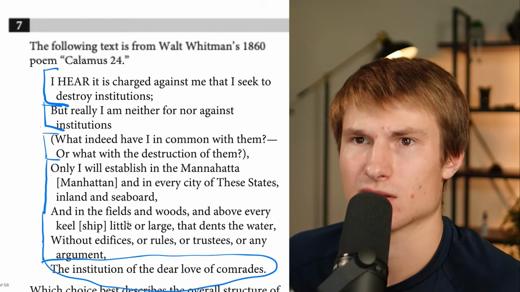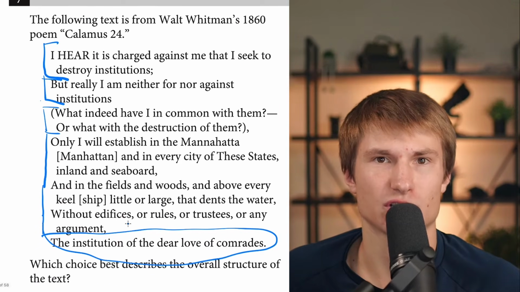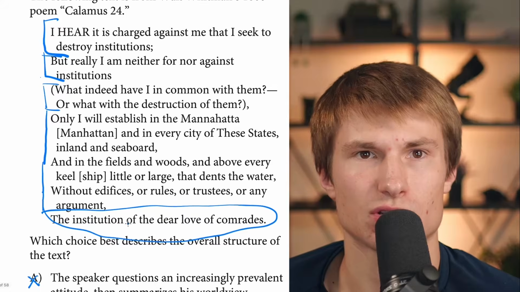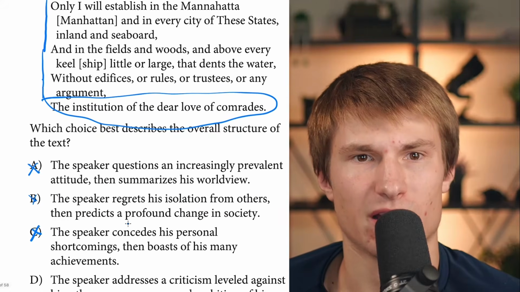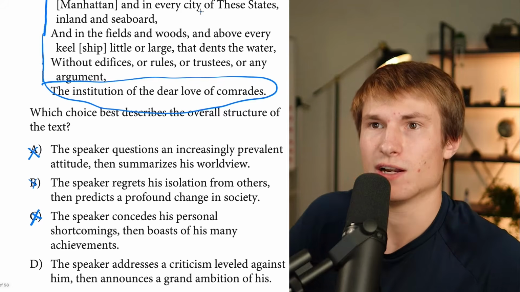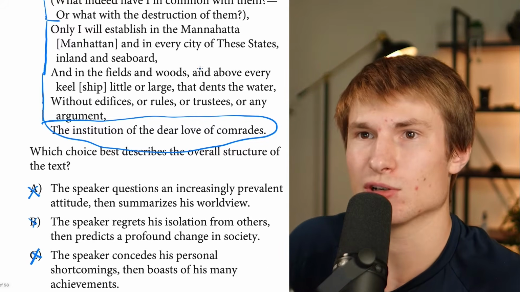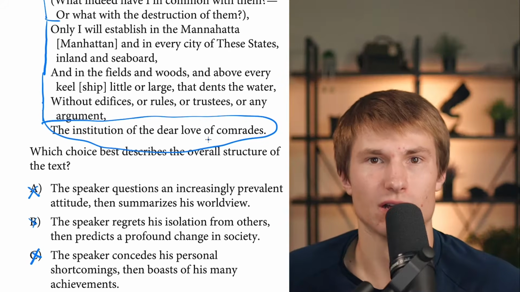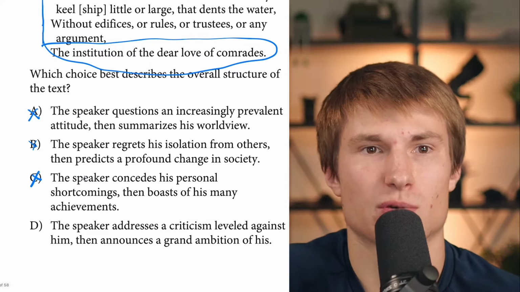Okay, that would make sense because if we go up here, we have, I hear it is charged against me that I seek to destroy institutions. Okay, so he is defending himself from that criticism against him. Then announces a grand ambition of his. Okay, his grand ambition, if we go up, is to establish pretty much everywhere the institution of the dear love of comrades. Okay, so D would be the perfect answer there.